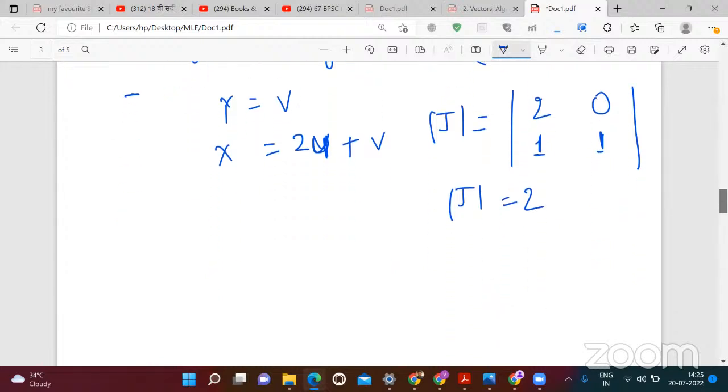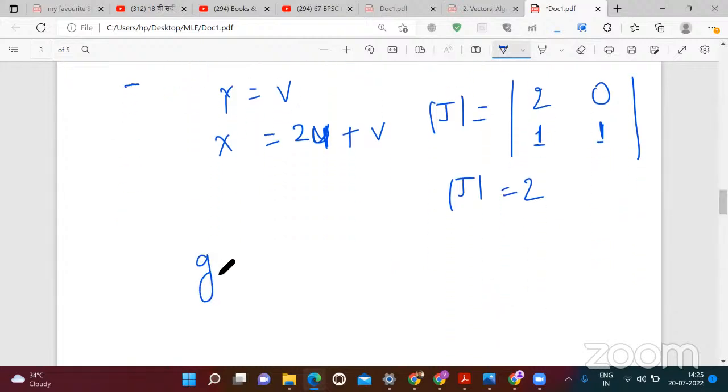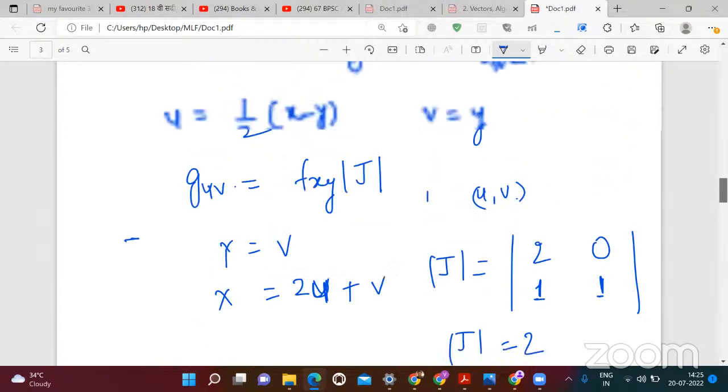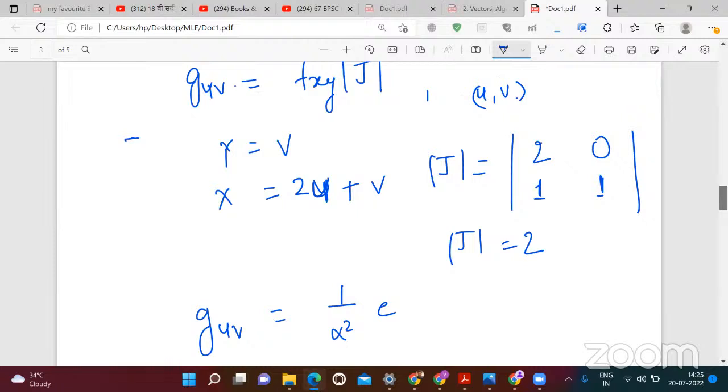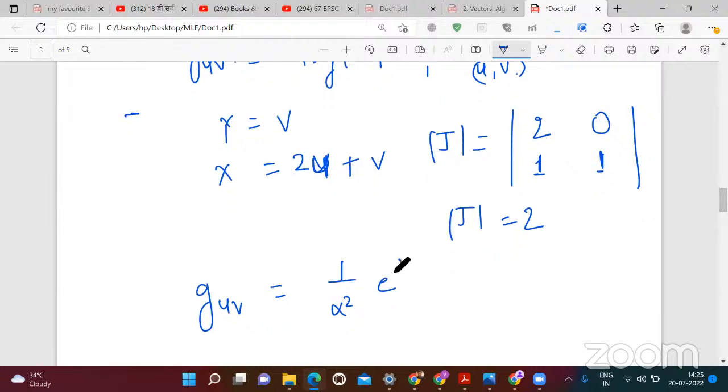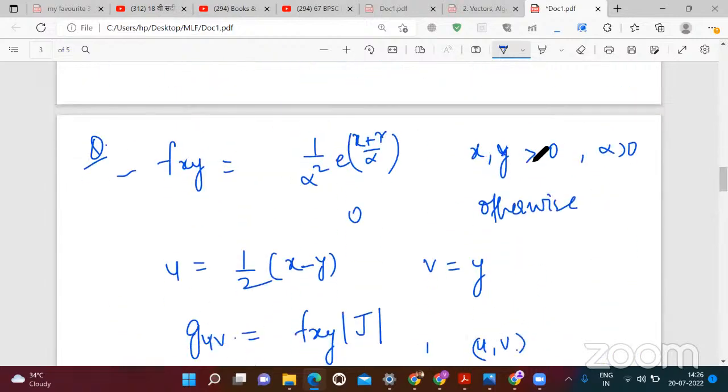So I can directly write now g of u,v equals what? f of x,y we already have, right? So f of x,y was 1 by alpha square, e raised to minus x plus y by alpha. And I need to replace that with u and v. So x I can replace with 2u plus v, and plus v, upon alpha. And here it was given as x,y greater than 0.